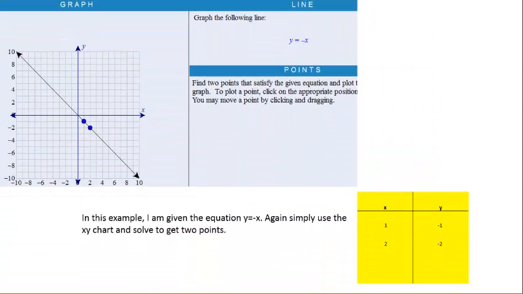As you can see here, we are given the equation y equals negative x and just asked to find 2 points. Use an XY chart. I chose 1 and 2 for my x values, and accordingly I get negative 1 and negative 2, so that I get the points (1, negative 1) and (2, negative 2).